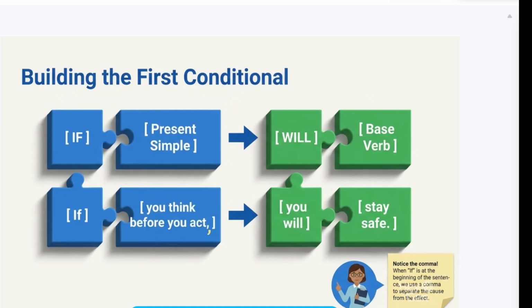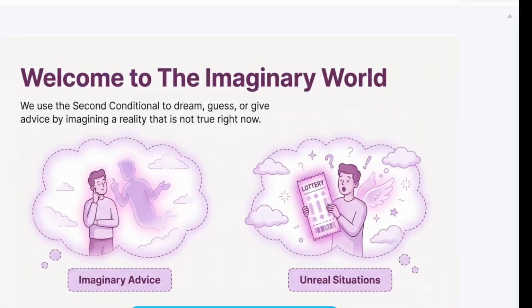Building the first conditional. Now let's look at the structure of the first conditional. The if clause uses the present simple. The result clause uses will plus the base verb. So the basic pattern is if plus present simple, will plus base verb. For example, if you think before you act, you will stay safe. Notice that think is in the present simple after if. Then we use will stay in the result clause. Also notice the comma. When the if clause comes at the beginning of the sentence, we use a comma to separate the condition from the result.